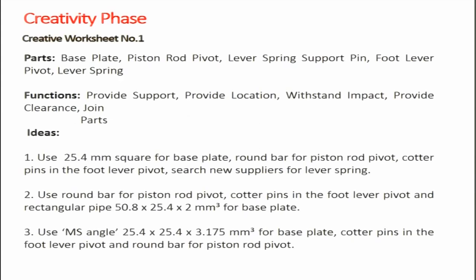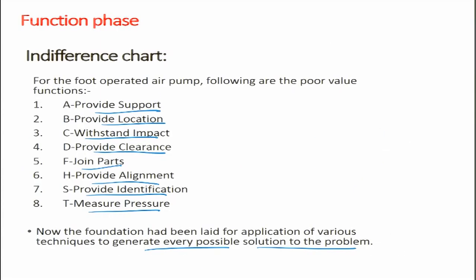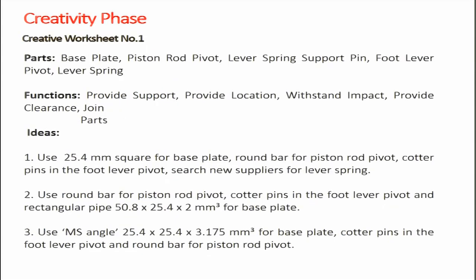Now comes the creativity phase. In the creativity phase, we need to work on these functions which are identified as the poor value functions. Now we can make groups of these functions and see which components carry these functions. Those components, if they can be grouped together, we have picked this worksheet. First group, the parts are base plate, piston rod pivot, lever springs, support pin, foot lever pivot and lever spring. The functions performed are provide support, provide location, width and impact, provide clearance and joint parts.